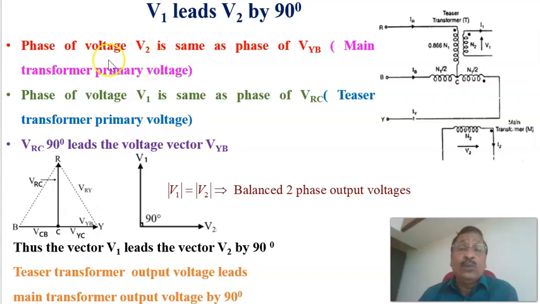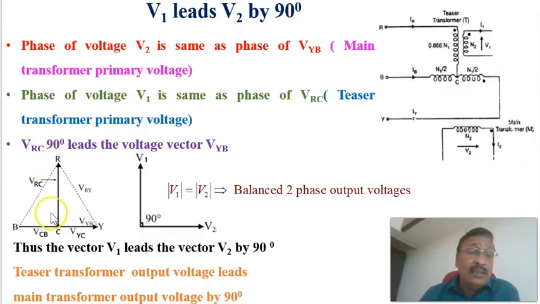In a transformer, the phase of the voltage V2 is the same as the phase of VYB, the main transformer primary voltage. Similarly, the phase of the teaser secondary voltage is the same as the phase of VRC, the teaser transformer primary voltage. So the teaser transformer voltage has the same phase as VRC, and the main transformer voltage has the same phase as VYB. Now let us see that.